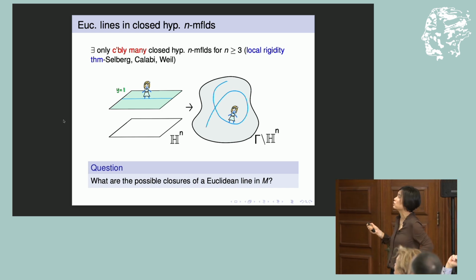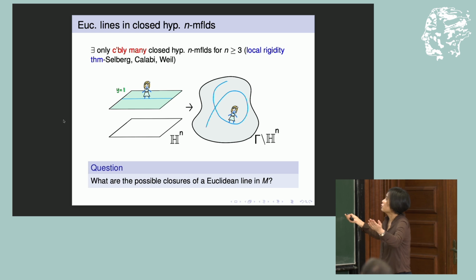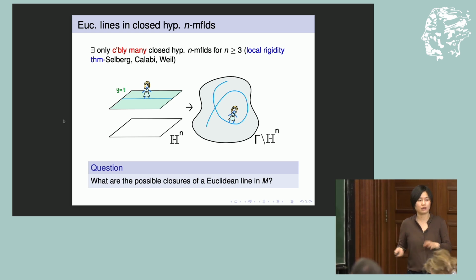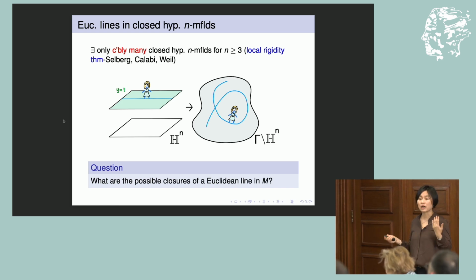So this is a consequence of something called the local rigidity theorem due to Selberg, Calabi, and Weil. So still we have infinitely many closed hyperbolic n-manifolds for any n at least 3, so she wants to travel. So what is now a Euclidean line?